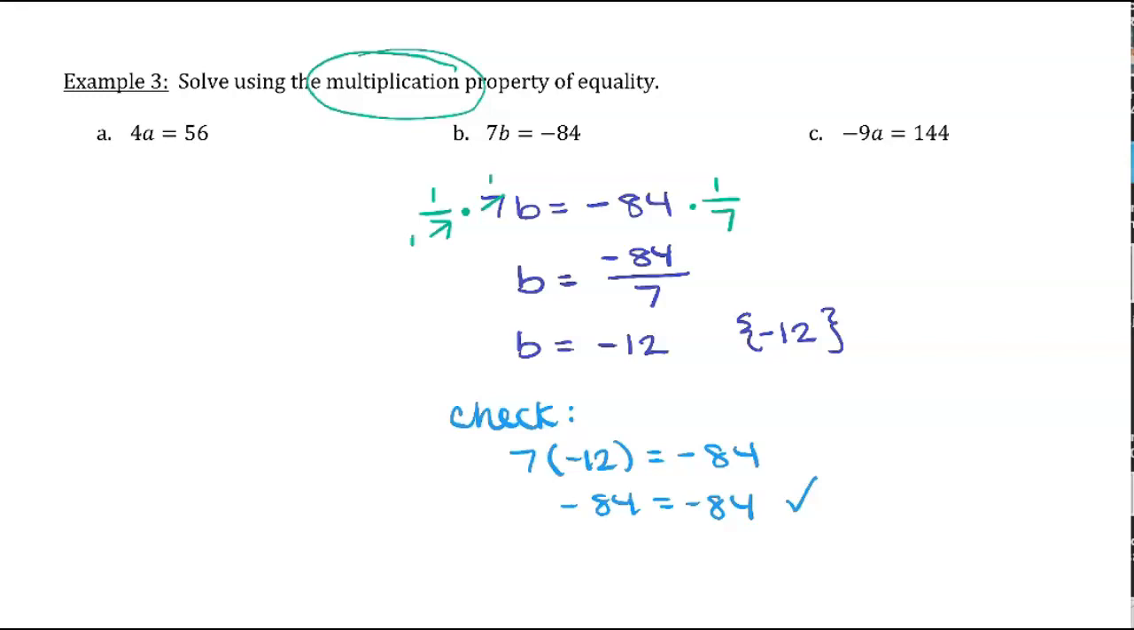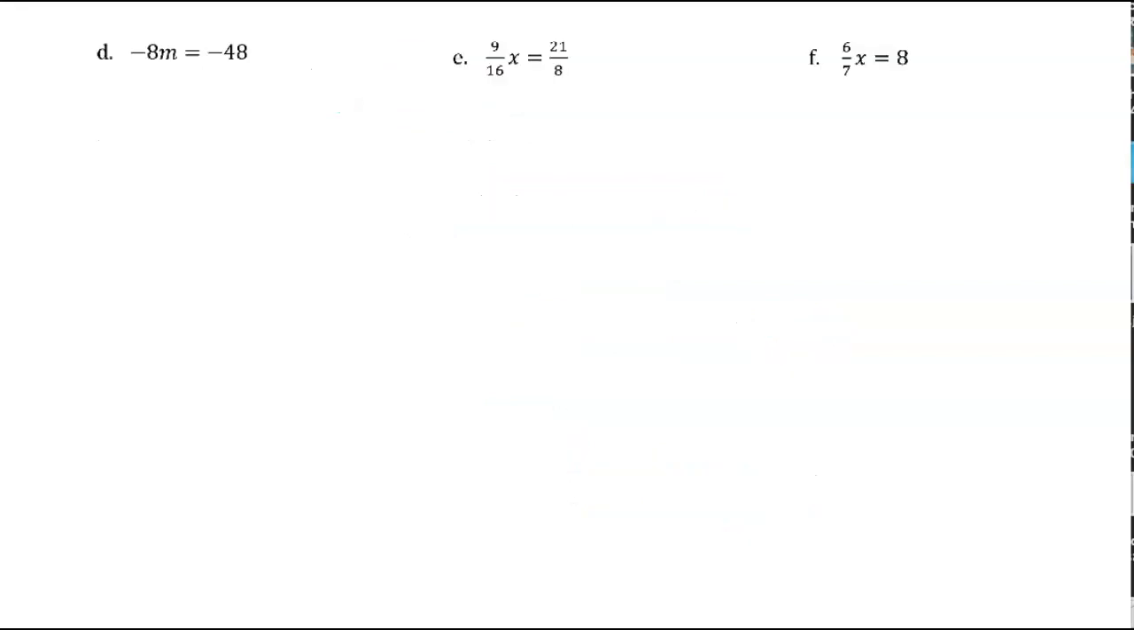Our brackets with only the solution of negative 12 inside. I'm going to leave part C for you and go on to part D. Part D, I have negative 8m equals negative 48.